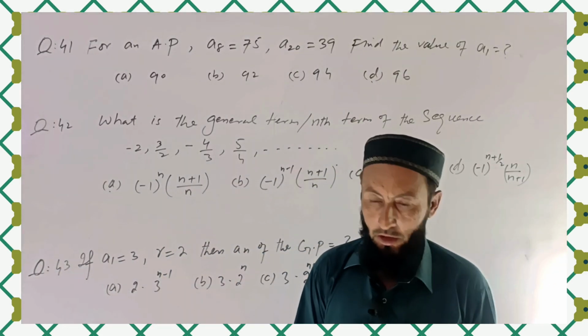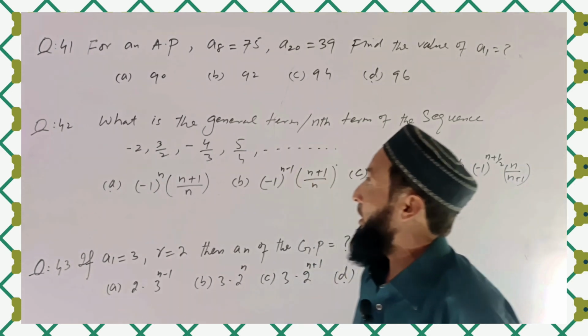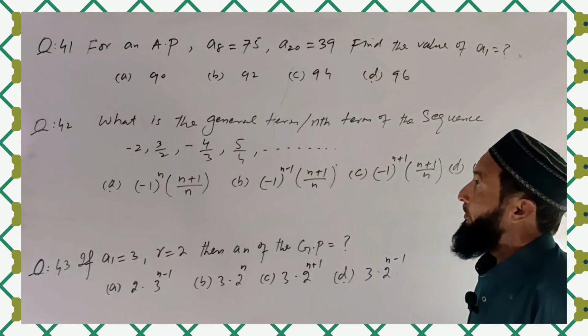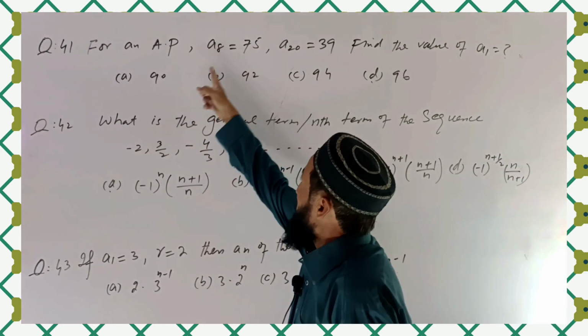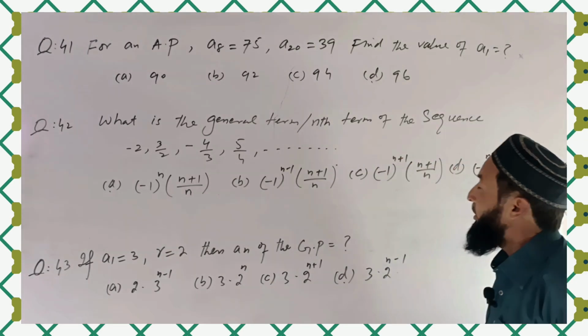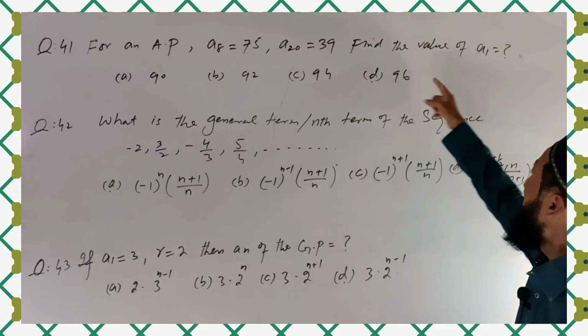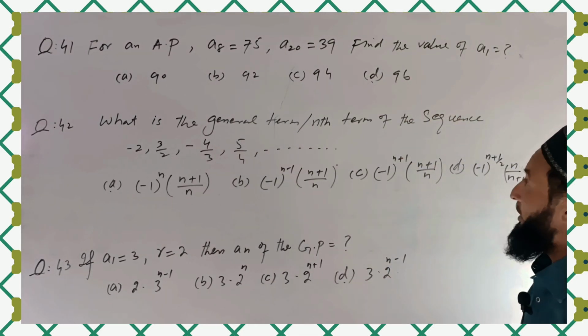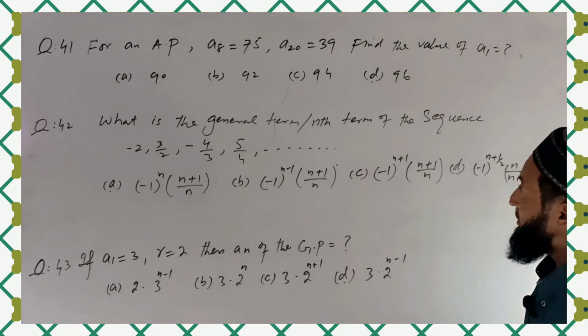Today we are going to proceed with MCQs, question number 41. For an arithmetic progression, the 8th term is given as 75 and the 20th term is given as 39. Find the value of A1. How do we calculate this result?